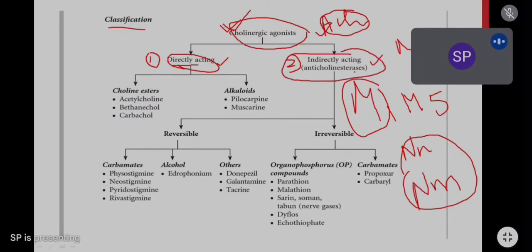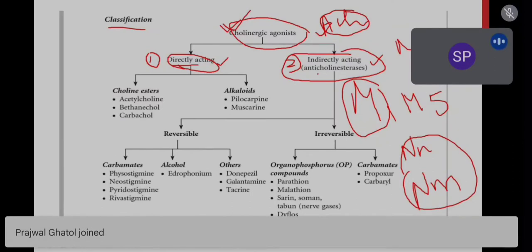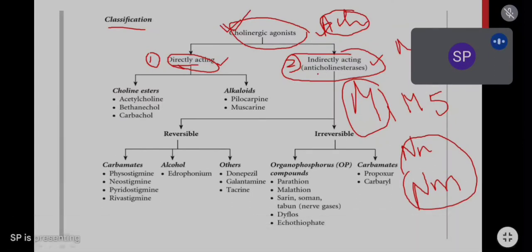Indirectly acting drugs are anticholinesterases. Remember, these are not anticholinergic drugs. These are anticholinesterase drugs, or they are cholinesterase inhibitors. These drugs are cholinesterase inhibitors. Hence they are called anticholinesterases. Now see, these drugs, indirectly acting drugs, what do they do? They will not bind the receptor. They will bind the enzyme.